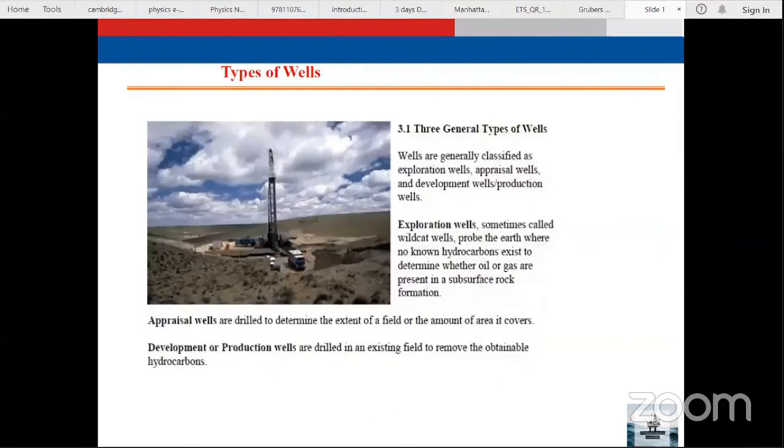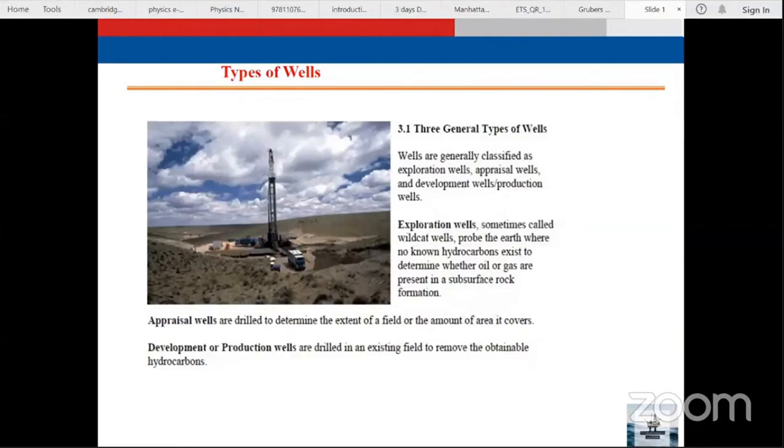Okay, in general, as we know from drilling engineering, we have 3 types of well. First type, we call it an exploration well or wildcat well. This is the first well we drill in a known or new field to know whether oil or gas is present beneath the earth or not. Is it economic to produce it or not?